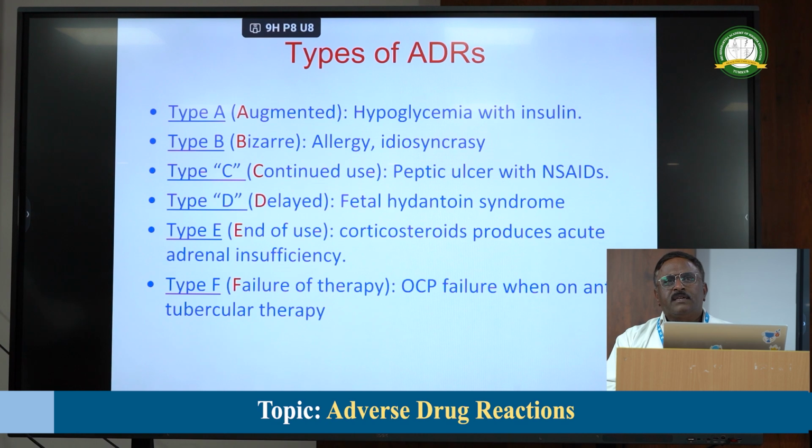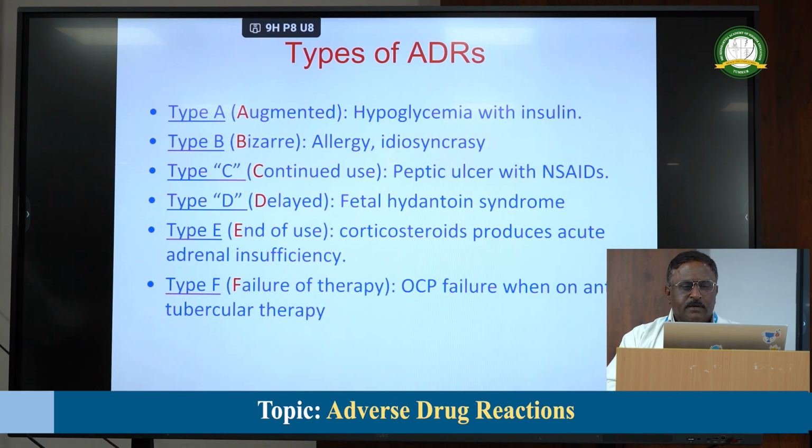The second type of reaction is B, the bizarre type of reaction, which doesn't take the dose into consideration. It happens even with a very minute amount of the dose. Here it depends on patient peculiarities more than the drug. The types we have are allergic reactions, which we commonly encounter in practice, or some idiosyncratic reactions.